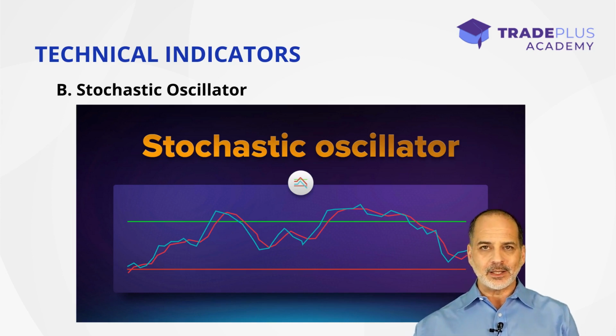When the oscillator is either %D or %K and it falls below a specific level, let's say 20, it's generally a good time to buy. On the contrary, when the oscillator rises above a specific level, let's say 80, then you should consider selling.